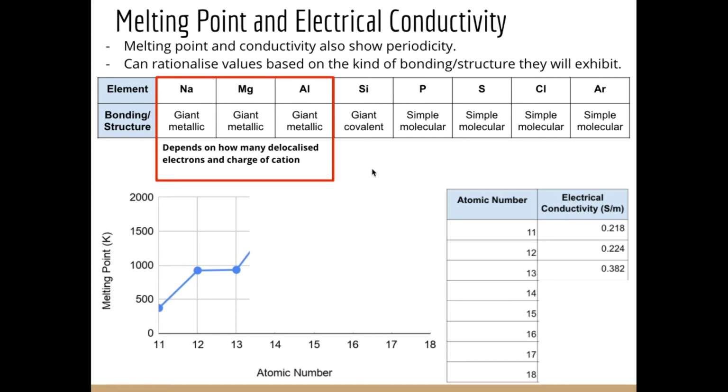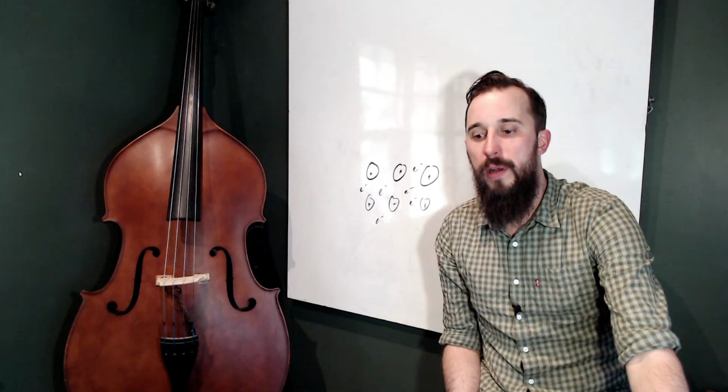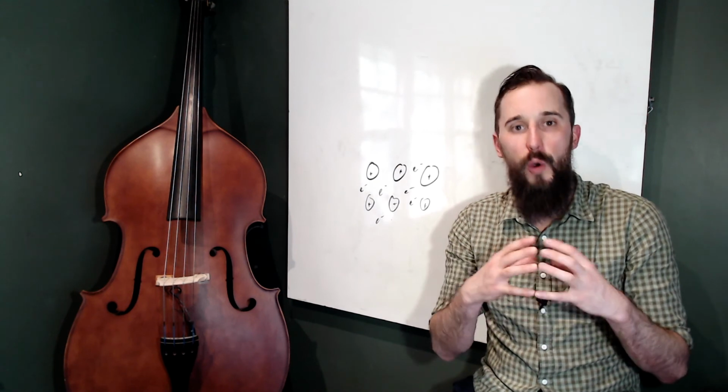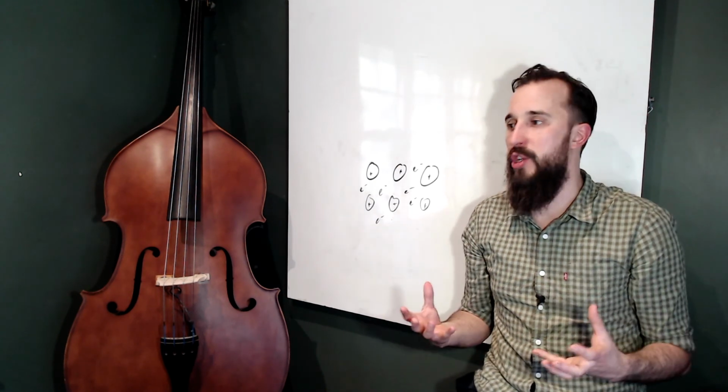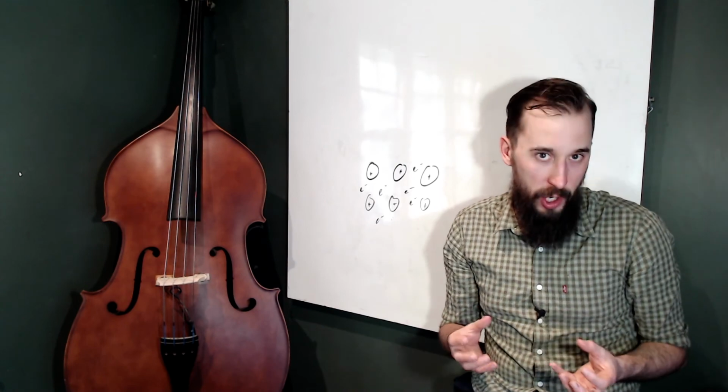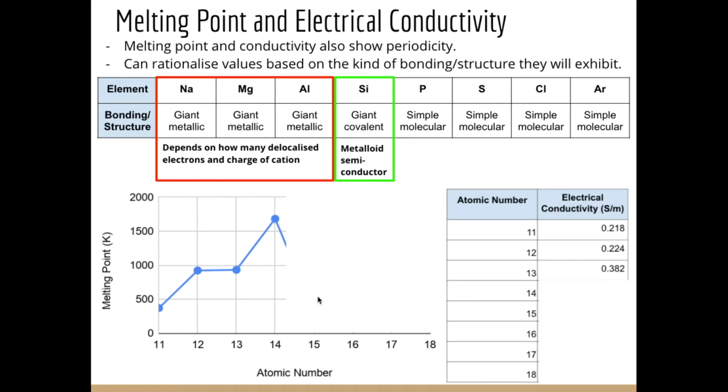Then we get to silicon, which likes to make a giant covalent structure. Now it's also a metalloid and it's also a semiconductor. If we think about the melting point, a giant covalent structure will only have covalent bonds between all of the atoms within the structure. Covalent bonds are very, very strong. Giant covalent molecules have very high melting and boiling points for this reason, because it takes a lot of energy to disrupt that giant covalent structure. And that's what we see with silicon. We see a very high melting point because of this structure.